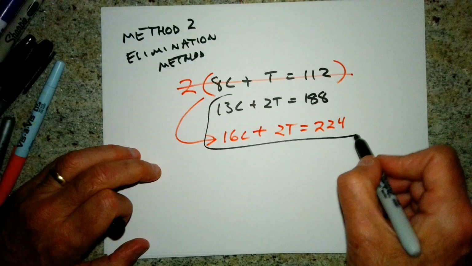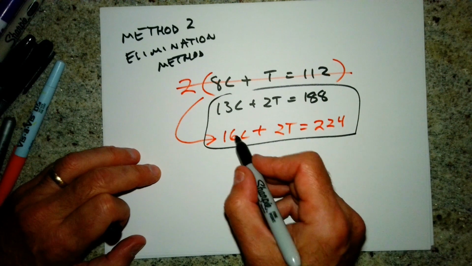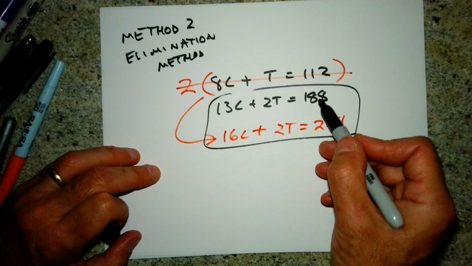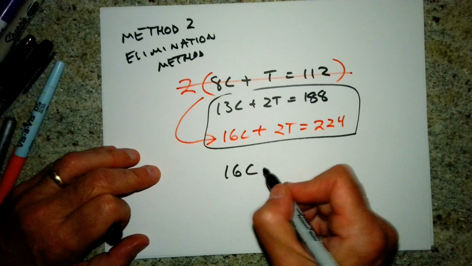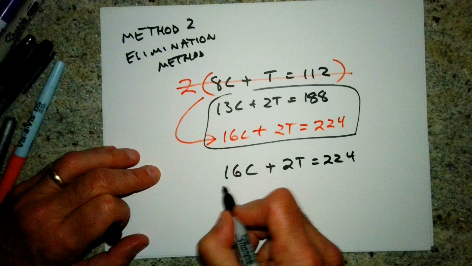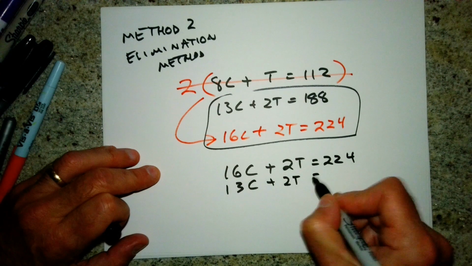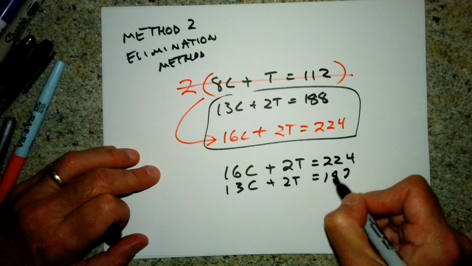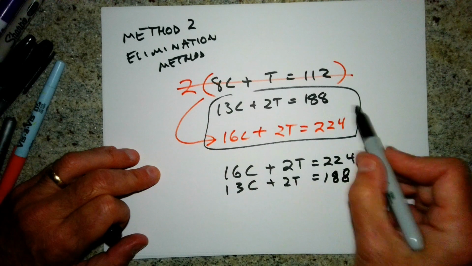And now look at these 2. There's 2t in both of them. So what I do is I subtract one minus the other. 224 is bigger than 188, 16c is bigger than 13c. So I'm going to write the bigger one on top, the one with the bigger numbers on top, and the one with the smaller numbers on the bottom. Okay, so with that one on top, and I write that one on the bottom.